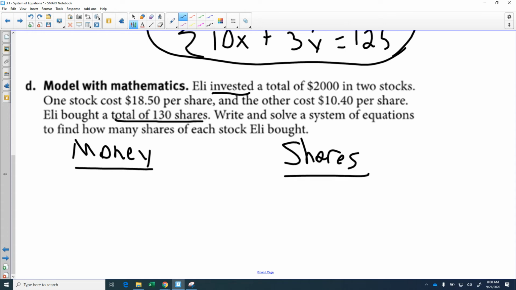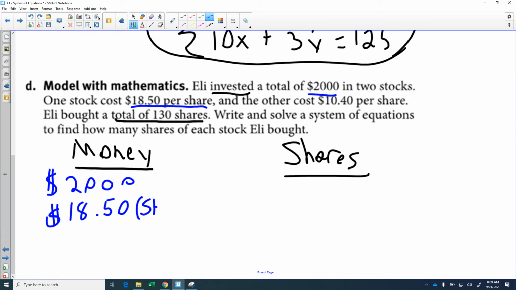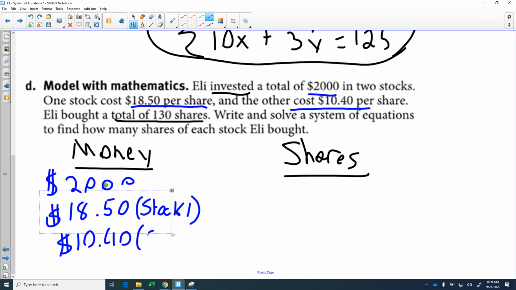Okay. Well, if I'm dealing with the money, we have 2,000 in total. So we have 2,000 total, which is always a key number. $2,000 total spent. It costs $8.50 per share of one stock. So we're going to say $8.50, and we'll just write stock one. And then the other one costs $10.40. So we'll just say $10.40 for stock two. Okay.